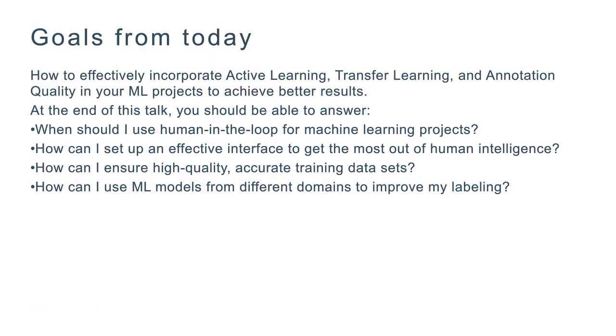So the goals for today is to help you get started in thinking about how to effectively incorporate active learning, transfer learning, annotation quality into your machine learning projects. So at the end of the talk, you should be able to answer the questions. When should I use human in the loop for machine learning projects? How can I set up an effective interface to get the most out of human intelligence? How can I ensure high quality, accurate training data sets? And how can I use machine learning models from different domains to improve my labeling?